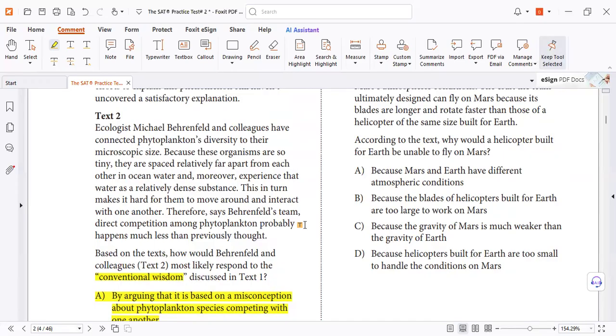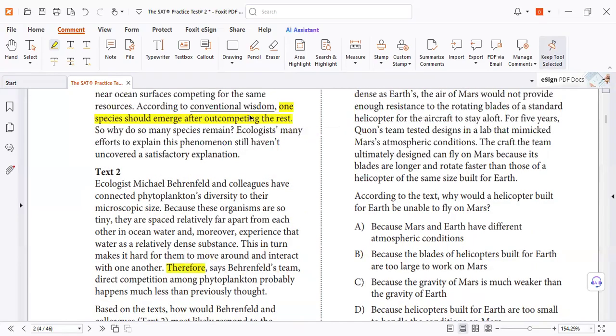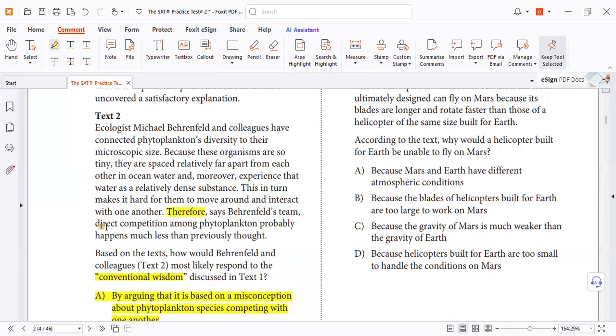Let's see. Look, ecologists have connected diversity to their microscopic science. I'm just looking for the information. Because these organisms are so tiny, they are spaced relatively far apart. This in turn, look, makes it hard for them to move around and interact with one another. Therefore, direct competition among phytoplankton probably happens much less.